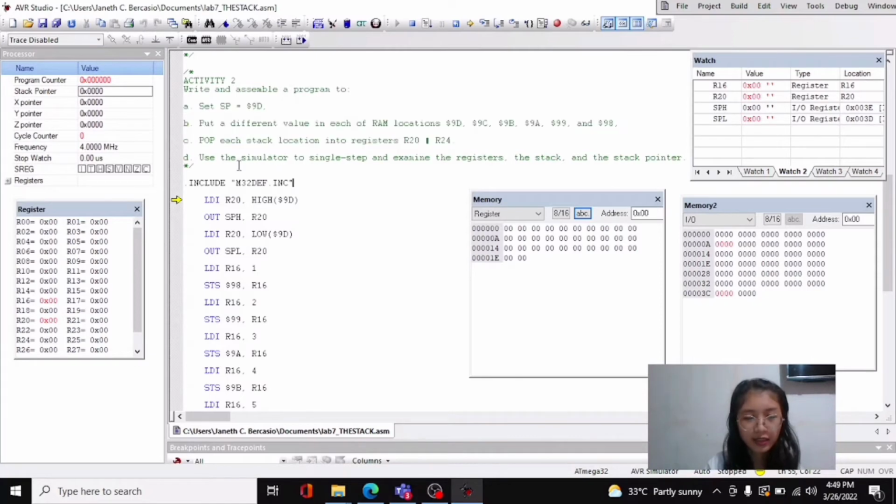For Activity 2, we were already given a program that satisfies the given condition. So what I will do again is to simulate this program, single-step, and examine the registers, the stack, as well as the stack pointer. So I will start here by pressing F11. I already clicked on the simulation button.